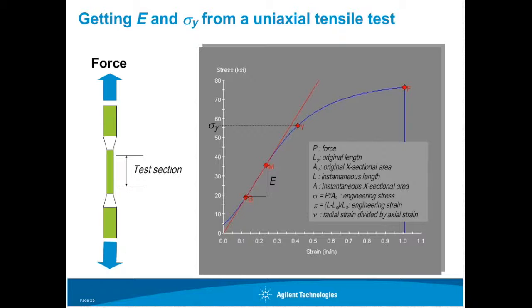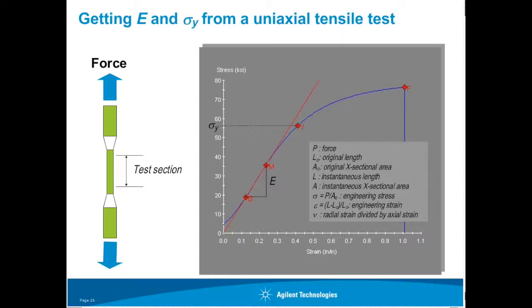So the way that you get Poisson's ratio from a tensile test is Poisson's ratio is the ratio of radial strain divided by axial strain. So when you stretch this thing, you can imagine that this material is going to contract radially. And if you take the radial strain divided by the axial strain, that gives you the Poisson's ratio of the material, the second critical elastic parameter.